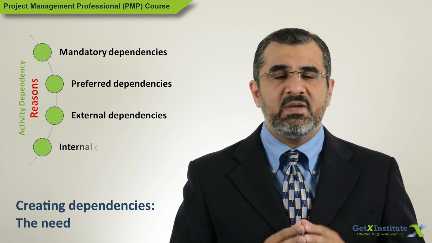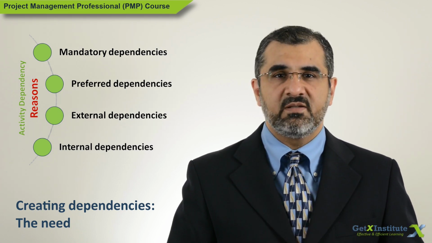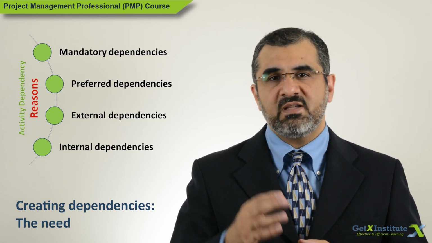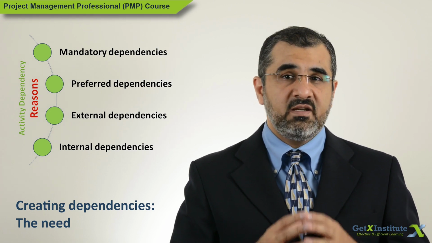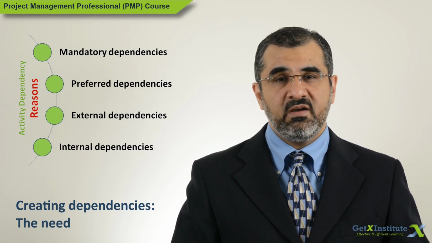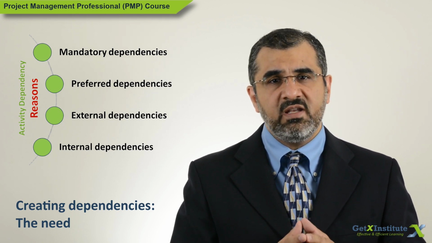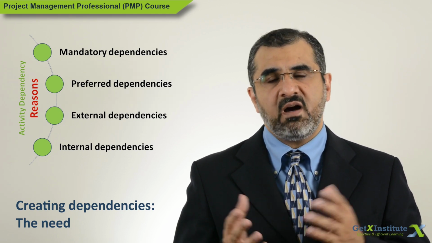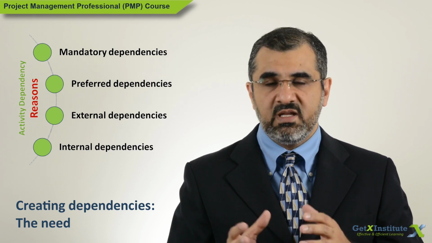And the fourth type is internal dependencies. Internal means within the project. One project team member cannot complete the work because some work is needed from another team member. These internal dependencies can be mandatory or preferred. Internal dependency specifically refers to activities where different crews or team members are working. It helps to show the dependency among team members.